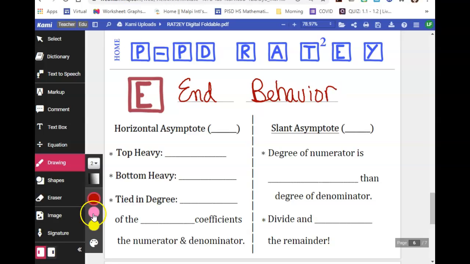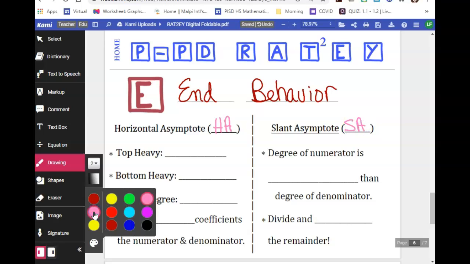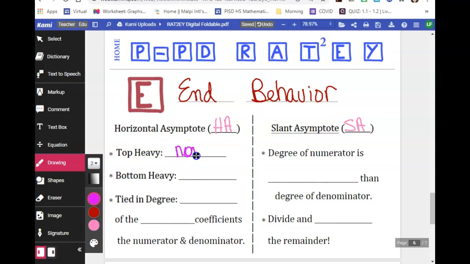And those are our other asymptotes, our horizontal and slant. So horizontal asymptote, HA, slant asymptote, SA. With my horizontal asymptote, remember you can be top heavy, bottom heavy, or tied in degree. If it's top heavy, as far as horizontal asymptotes go, this is none. And it opens the door for a slant asymptote. Okay, so top heavy, horizontal asymptote would be none, opens the door for a slant asymptote.